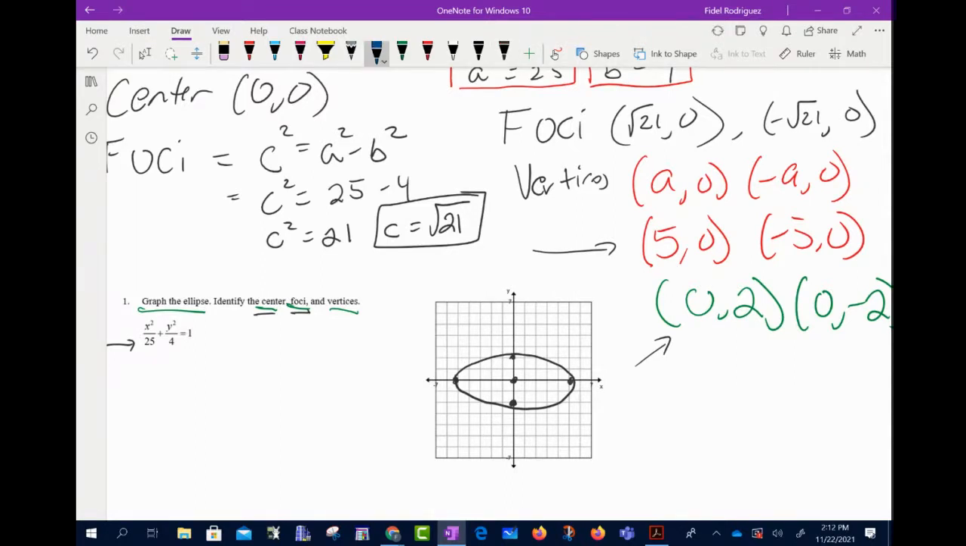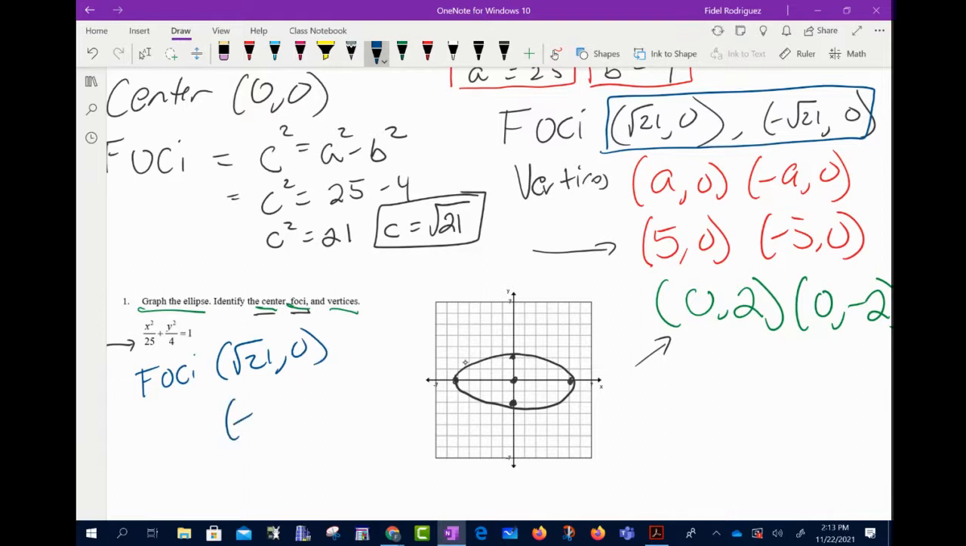Okay. Second thing, y'all. Let's see if we can plot these coordinates here. Square root of 21, 0 and the negative square root of 21, 0. Okay, so I want to know roughly where my foci are when I plot them, right? I know these are the coordinates of the points. But what I'd like to know is roughly where would I find those points on my graph?